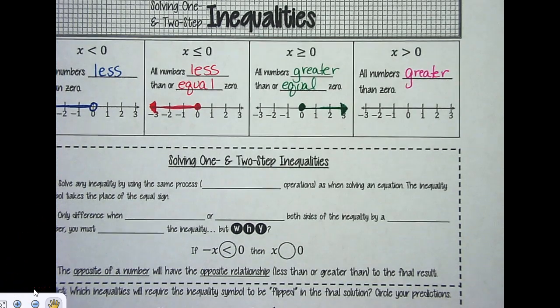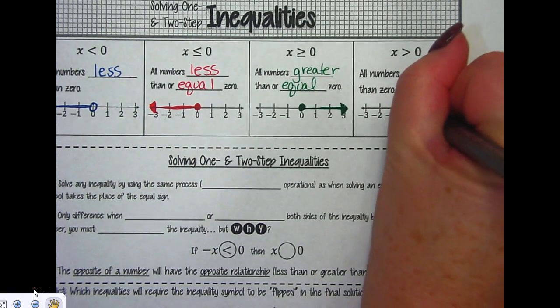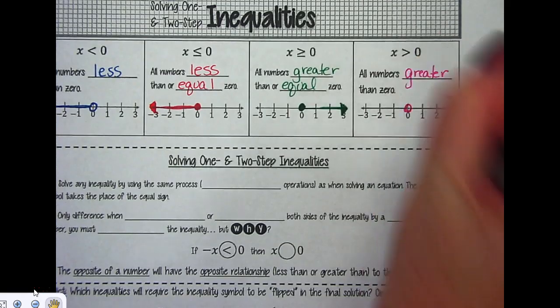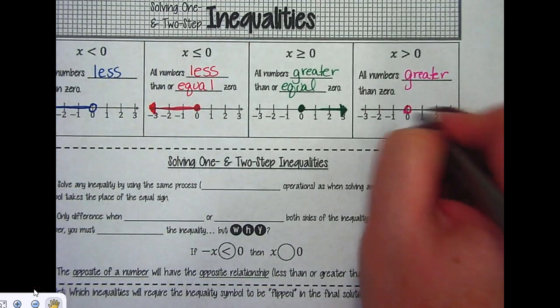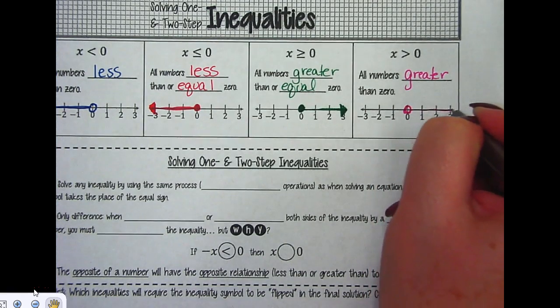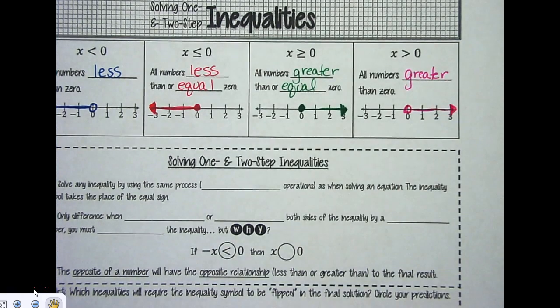So, open dot or closed dot? Open, right? Because it does not include 0. Has to be all the numbers greater than 0. But we have to give a beginning place, so that's an open dot, and we go this direction. These numbers are greater than 0. All right. Do you remember how to do that from last year? Yes, good. Okay. All right, so let's go down and let's look at the next section.